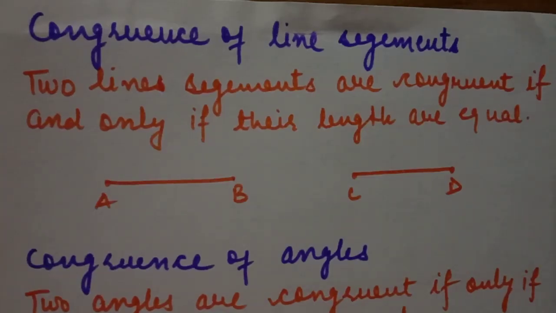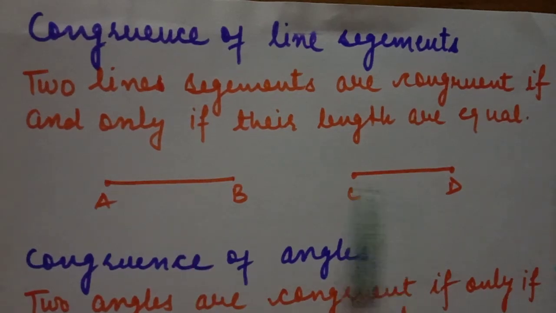Next is congruency of line segments. Two line segments are congruent if and only if their lengths are equal.